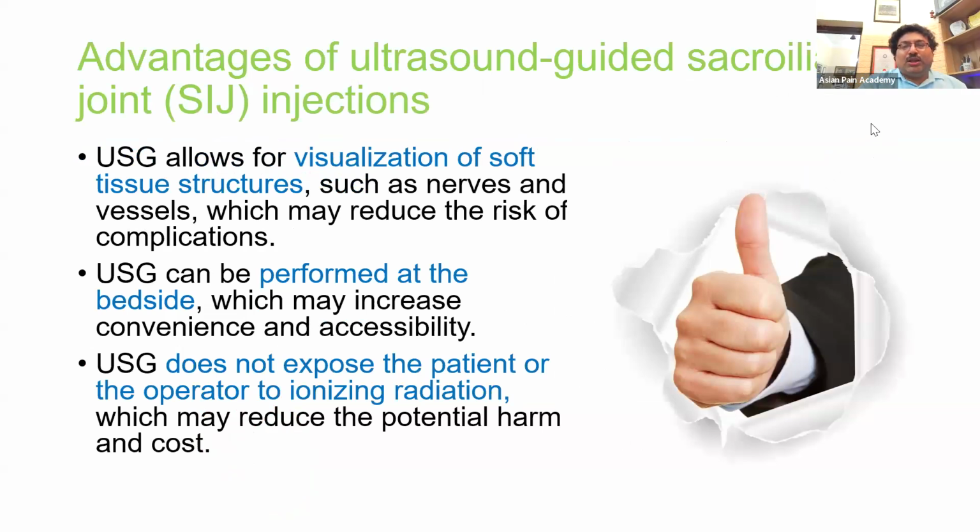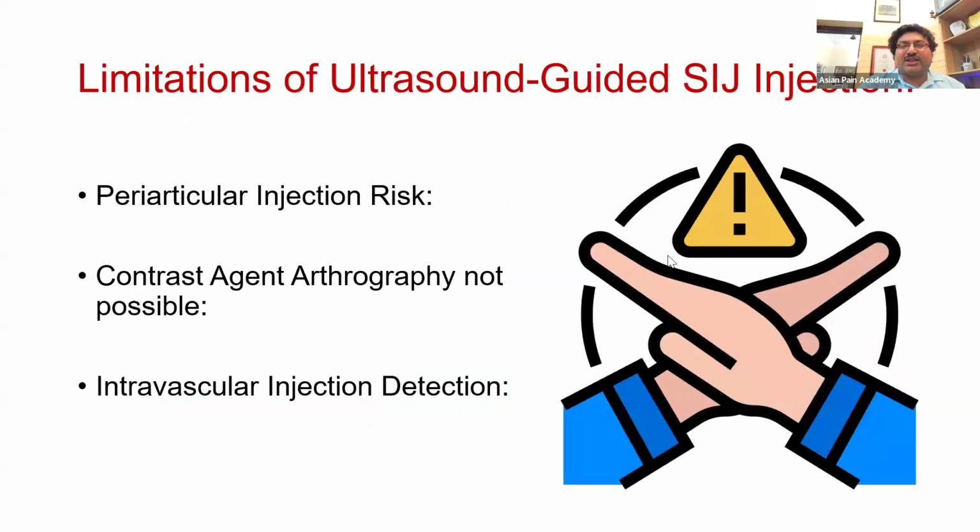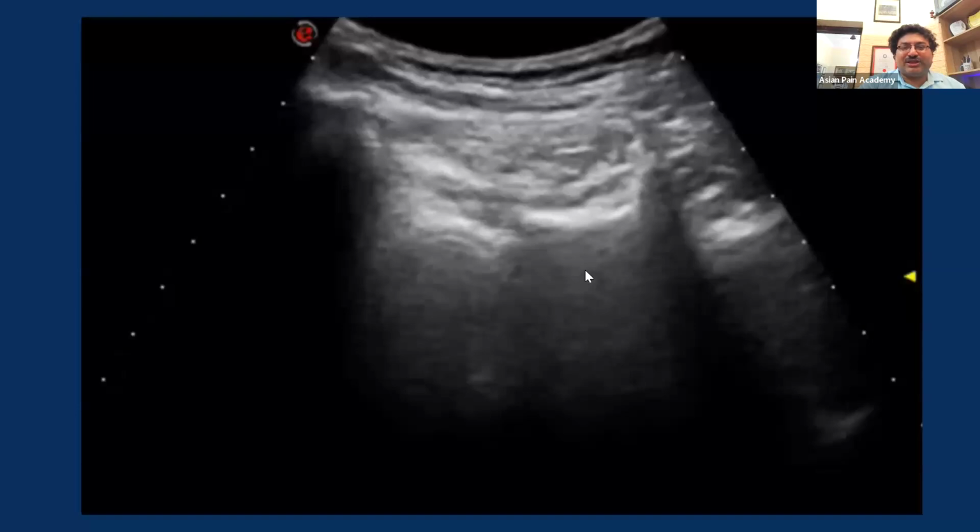As for the advantages, first of all, we can see better visualization of the soft tissue structures and it can be performed bedside. So whatever the advantages of ultrasound are, they apply, and definitely there is no exposure to radiation. As for limitations, one of the biggest is that we cannot do the arthrogram, we cannot give the dye, and accidental intravascular injection detection, which is possible with the dye, is not possible in the sacroiliac joint.